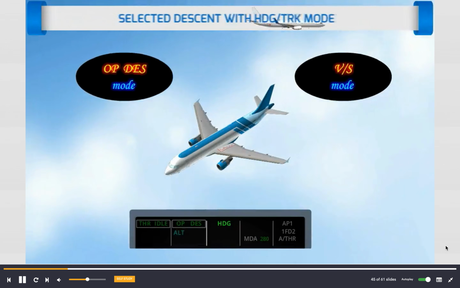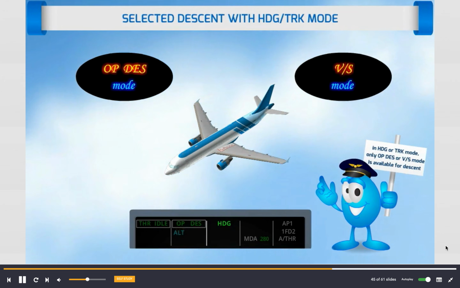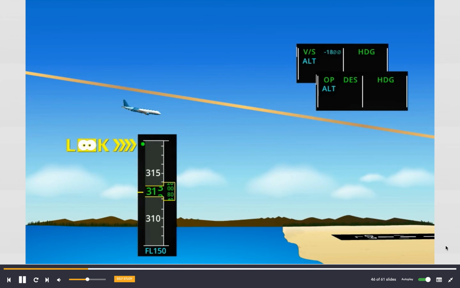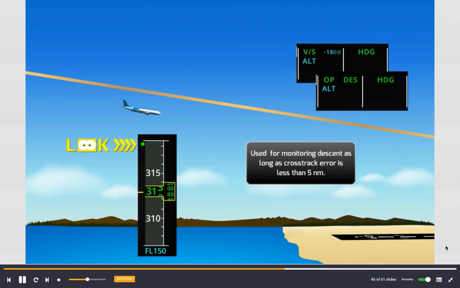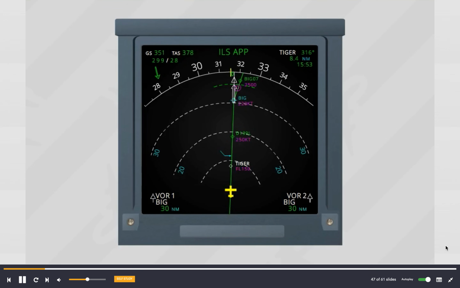Selected descent with heading or track mode. When flying in heading or track mode, only selected modes, except expedite descent, are available for descent. Vertical deviation is still displayed on the primary flight display, which provides a valuable tool for monitoring the descent, as long as cross-track error is less than 5 nautical miles. Vertical position may also be assessed on the navigation display, using the energy circle, which is indicated as a green arc.